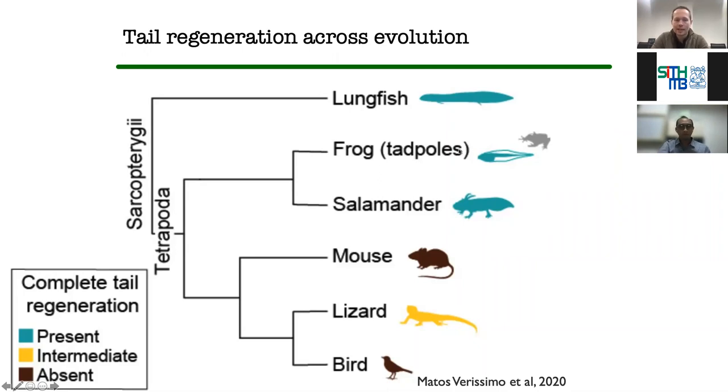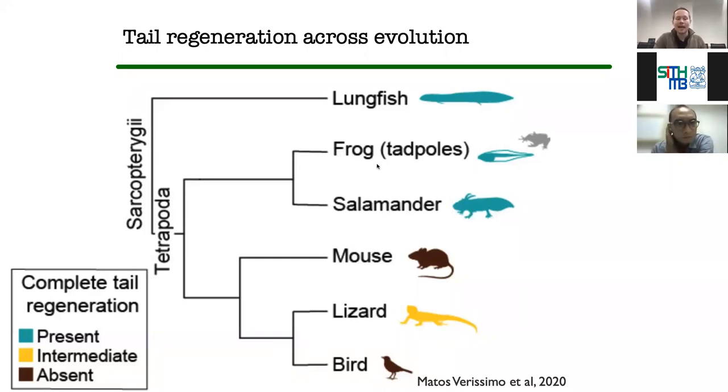Frogs as tadpoles, of course, have a tail, but lose that as they undergo metamorphosis. Lizards are well known to regenerate their tail. However, these animals do not pattern their tail. So this is not a complete regeneration. This is an incomplete and intermediate form of regeneration.